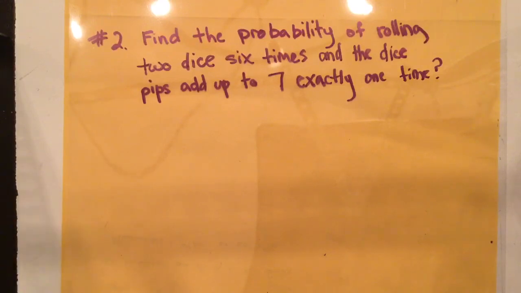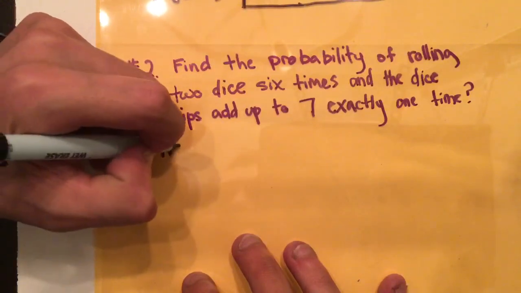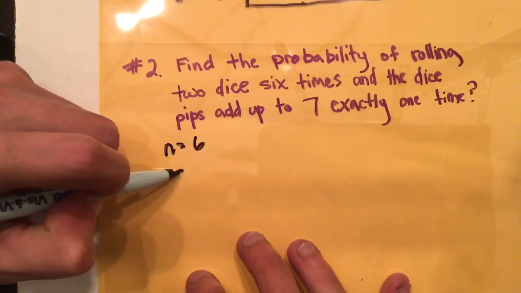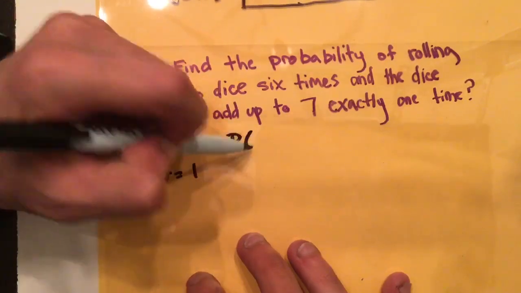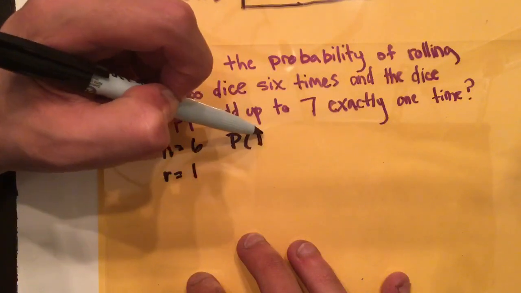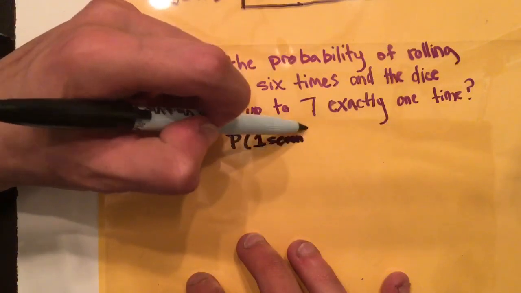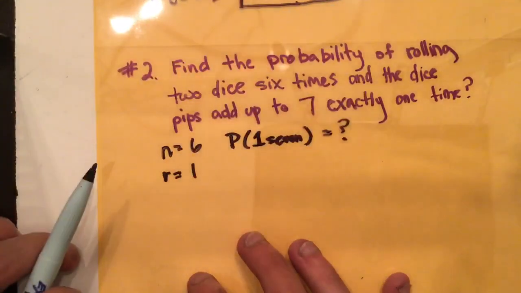In this case, I'll go ahead and write it out. N equals 6, because we're rolling them 6 times. We're trying to get a 7 1 time, right? And so what we're really looking for is the probability of just 1 seven out of the 6 die rolls. There we go. That's what we're looking for.